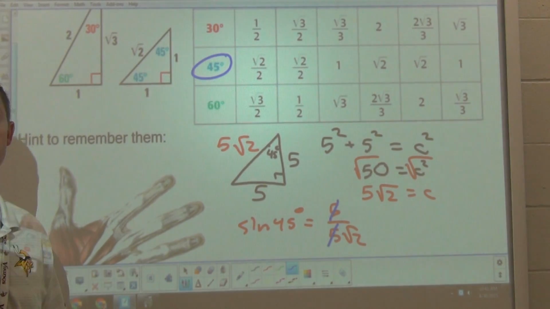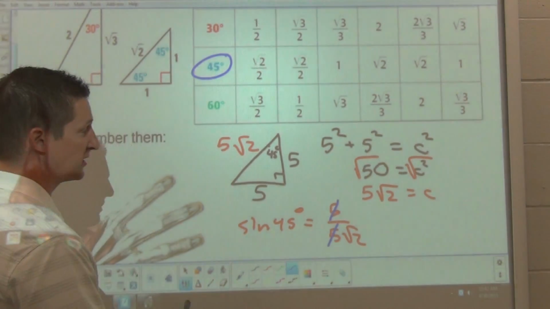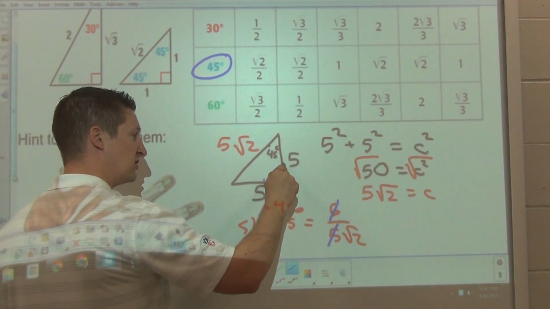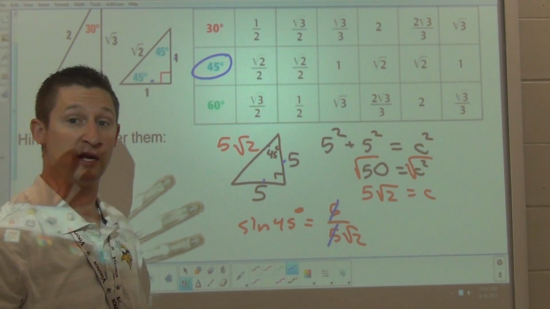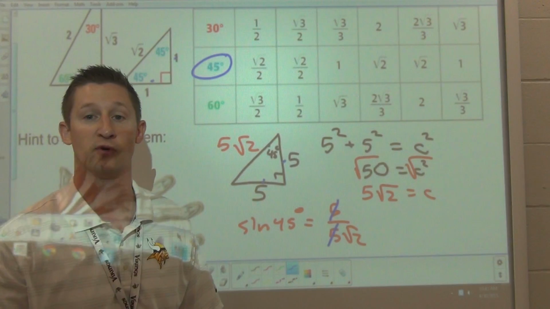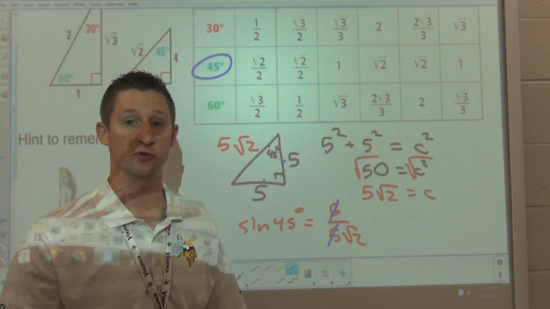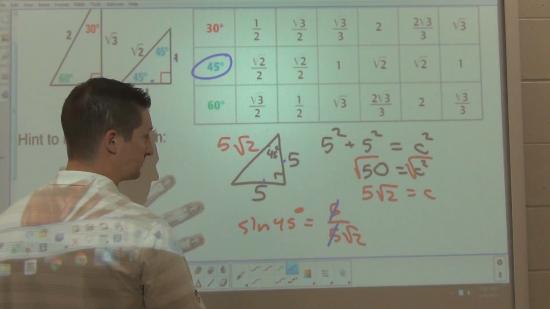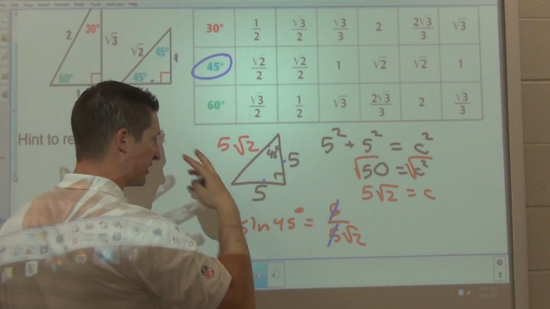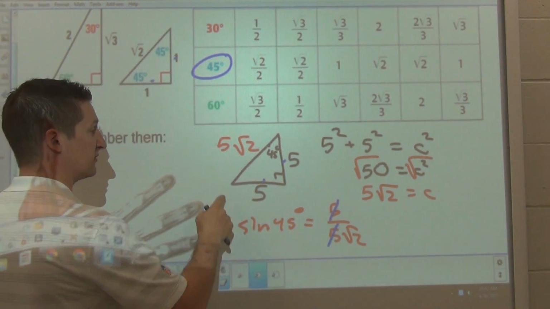Tangent of 45 degrees is always going to be 1 because when I do the opposite over the adjacent, 5 over 5 is 1. 1 over 1 is 1. 10 over 10 is 1, etc. It doesn't really matter. If it's 45 degrees, its tangent will be 1 because the opposite and the adjacent sides must equal each other. So there's one little way to think about 45-degree angles.